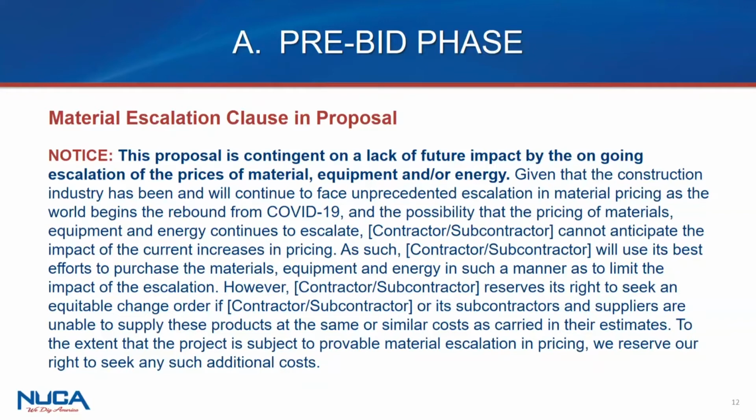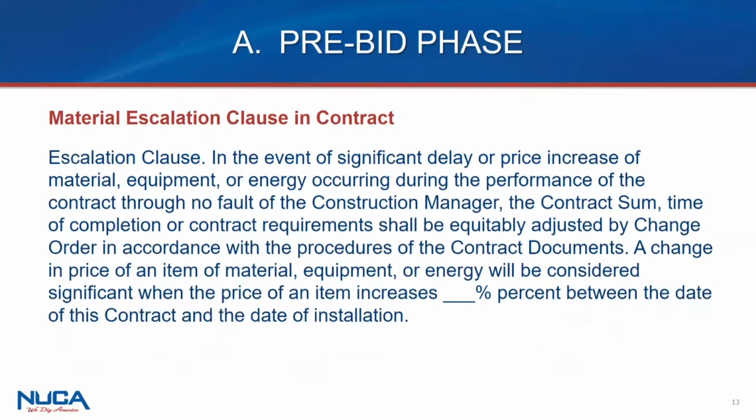If it's in your proposal, and we recommend it as drafted here, make sure it finds its way to the contract itself. Okay, you can put in the proposal that it's automatically going to be incorporated in, but most courts won't accept that. So include it as an exhibit, copy paste the language, or use this next clause, here's a material escalation clause for a contract. You can use this type of form in your contract itself.